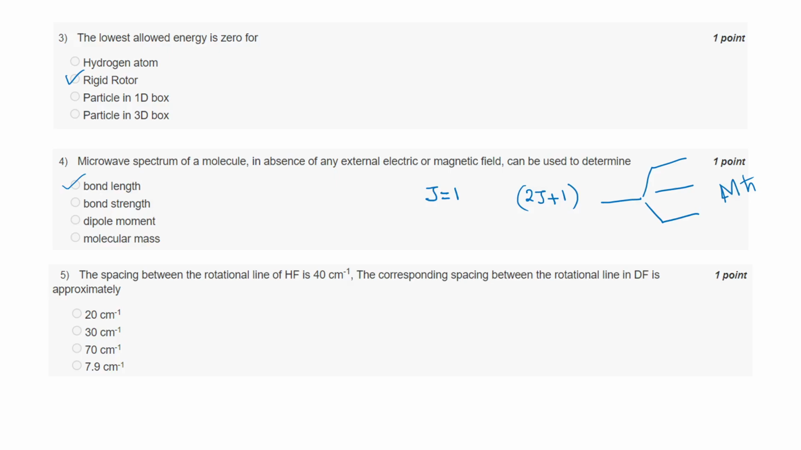Whenever you are looking at the transition. Okay, let us go to the next question. Maybe the spacing between the rotational lines in HF is 40 centimeter inverse. That means your 2B is 40 centimeters, your B is 20 centimeter inverse.